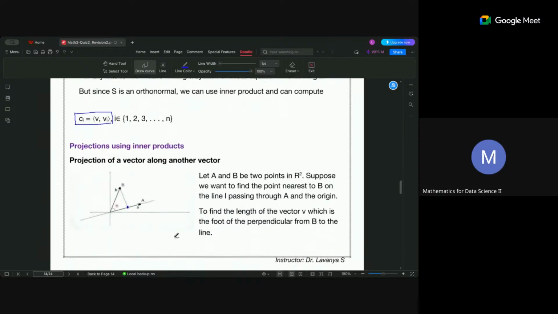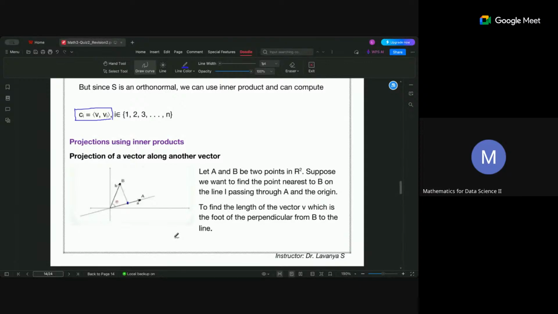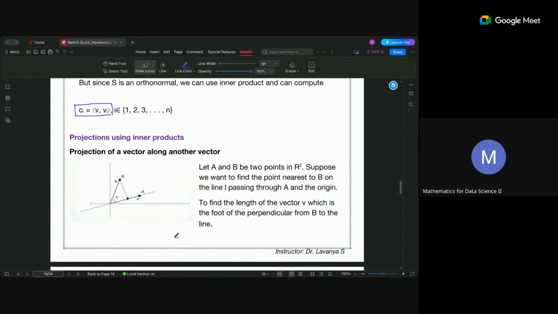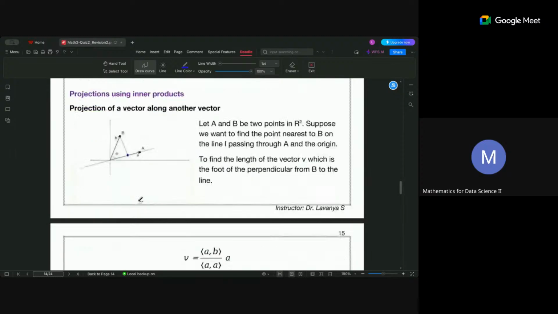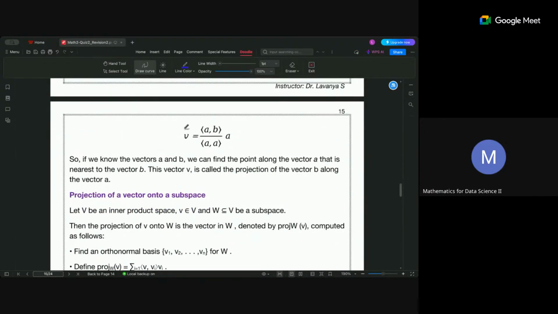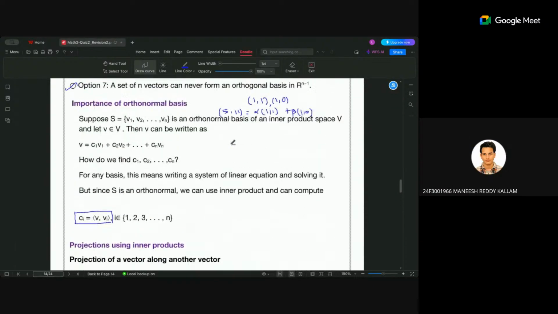Okay, so the next important concept is projections. For the projection of one vector along another vector, this is the formula. In the previous case, (1, 1) was not an orthonormal basis. That's why we have to solve the system. But whenever we have an orthonormal basis, then we don't have to solve.